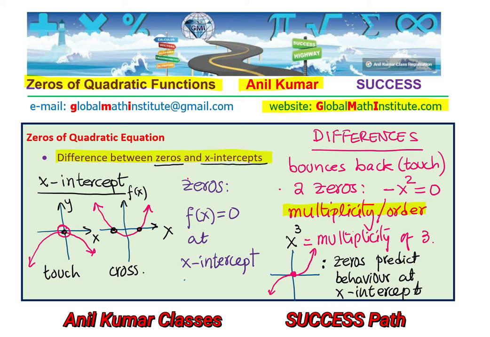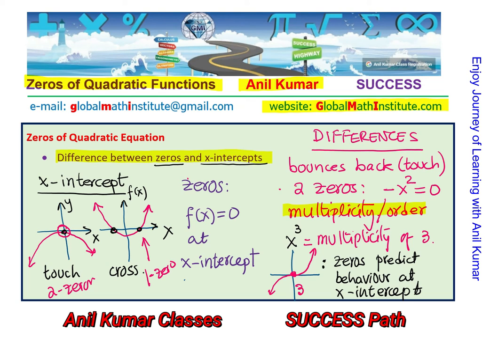So if there is only one zero, it will cross. So we see this is like having one zero, right? If there are two zeros, it touches and bounces back, right? If there are three zeros, in that case, what happens? It goes like a saddle point. You see that? Very important. Goes like a saddle point. The x-axis is actually a tangent at this particular point.